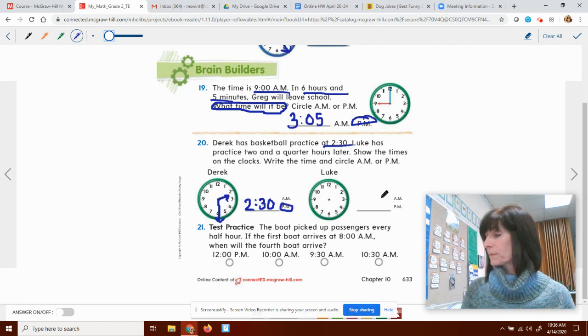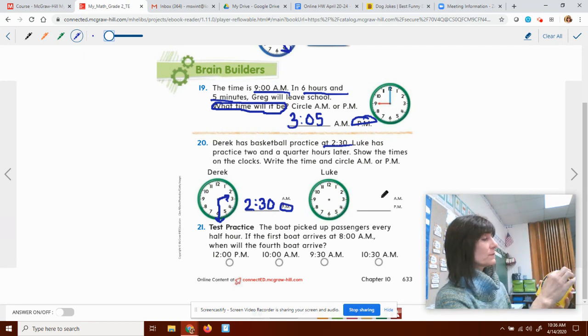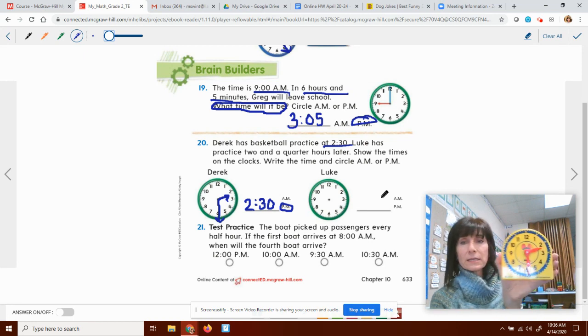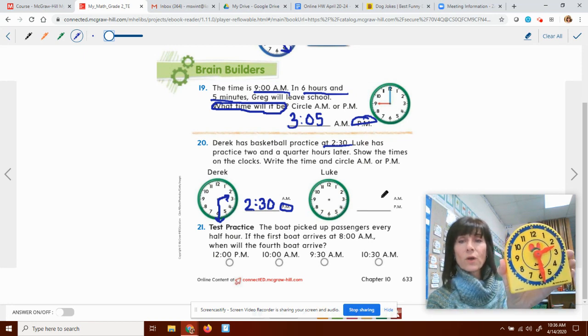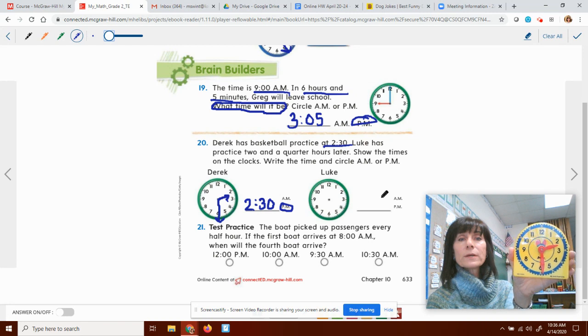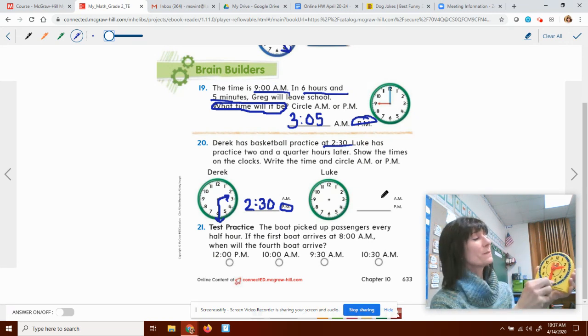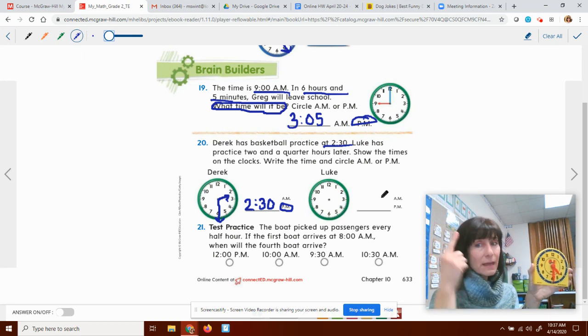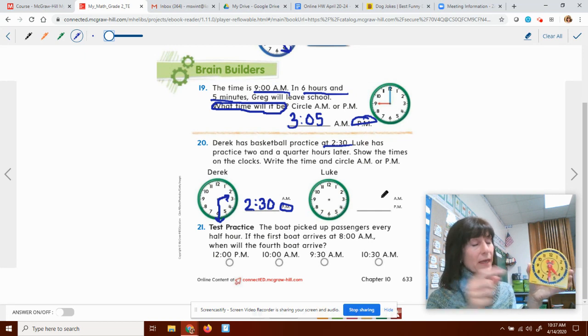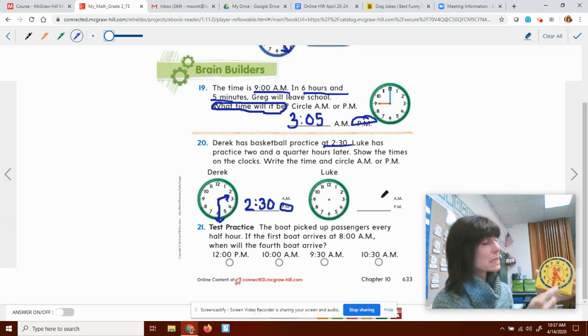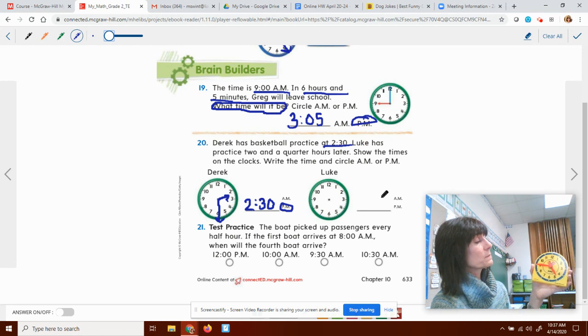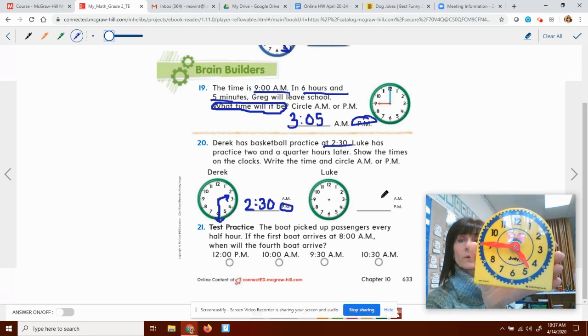But now, Luke, the question is this. If Derek was at 2:30 and his clock looks like what we have just drawn, Luke has practice 2.25 hours later. 2 hours later is pretty easy. I could do 2:30, 3:30, 4:30. And then I need to remember to put 15 more minutes on that. A quarter hour is 15 minutes. So 5, 10, 15.